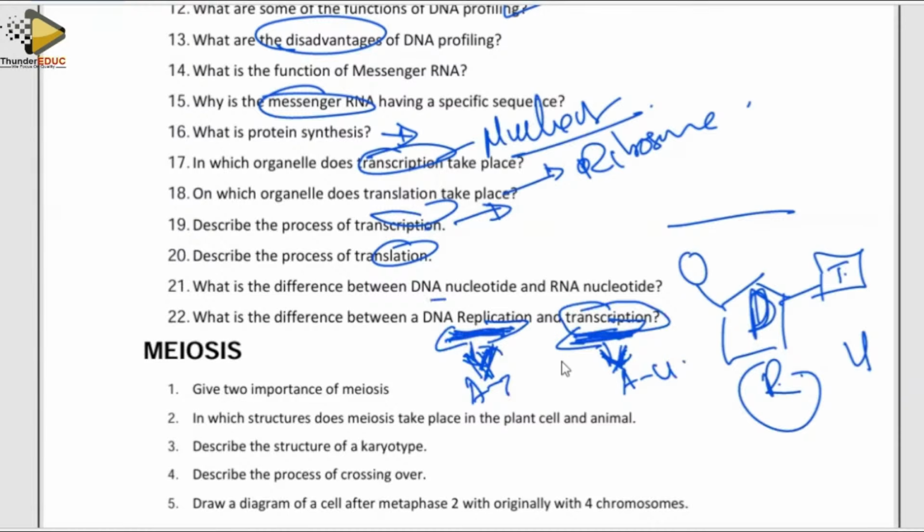Here we see that we have double helix DNA unwind. Even here double helix DNA unwinds. Weak hydrogen bonds break. Here even weak hydrogen bonds break. This process occurs in the nucleus. This process occurs in the nucleus. So you see that there are similarities between them.